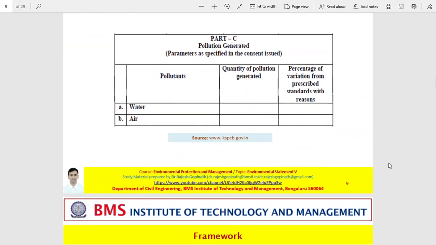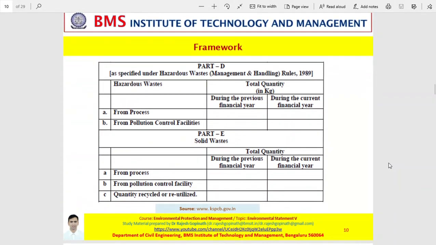Moving on to part D, slide 10. This part of the document basically requires data from the industry, the occupier, with respect to the hazardous waste that it is employing. Now, as is clear, the hazardous waste can be generated from two domains. One is the actual process and the other is during the pollution control, that is, treatment of the waste. Again, the information has to be provided quantitatively for the previous financial year and the current financial year.